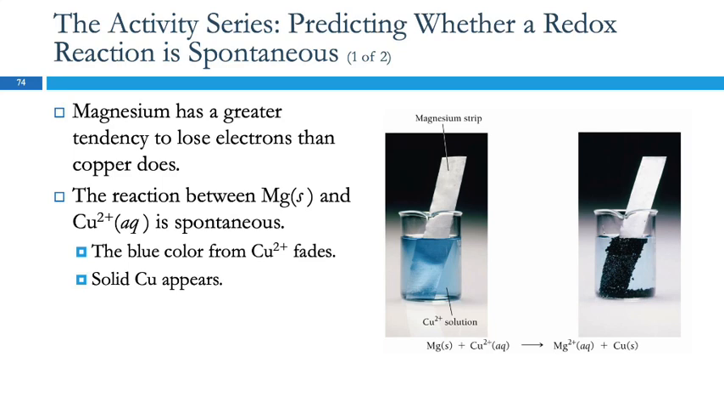So here we have a picture of a strip of magnesium in a solution containing copper 2 ions. That looks a lot like some of the solutions we saw in experiment 2A, right? So if we put the magnesium into the copper 2, what's going to happen is that the copper ions are going to form copper atoms, and the magnesium atoms are going to form magnesium ions. So we have this happening. The magnesium is getting oxidized. The copper is being reduced.